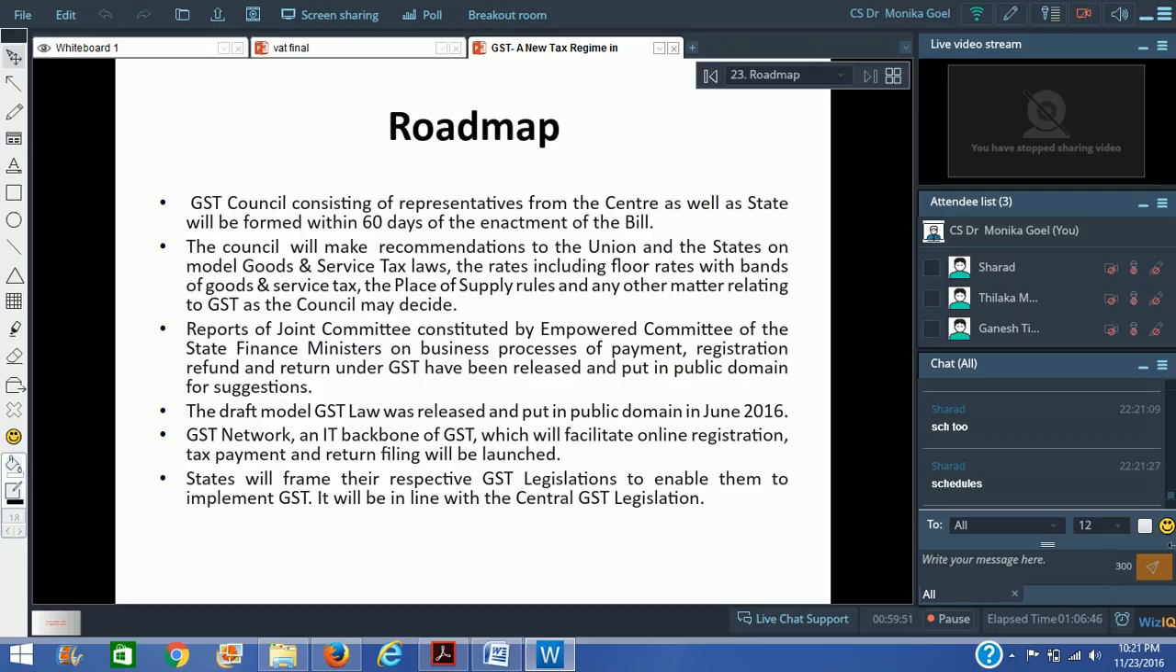So I think with this, there are a lot of schedules, and a lot of transitional provisions have come up. How we are going to transit from the current regime to the GST regime is a very big challenge which the country is going to face. They're coming up with very clear transitional provisions, but still, if I look at it from the perspective of the corporate sector, there's a lot of anxiety.